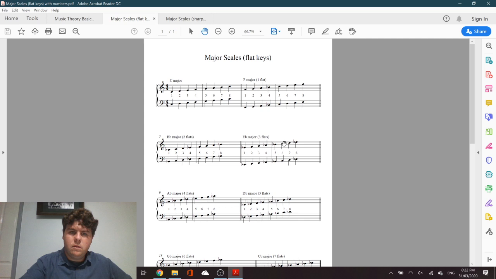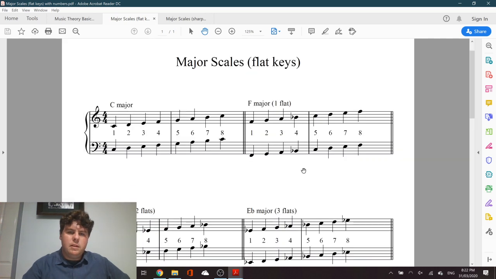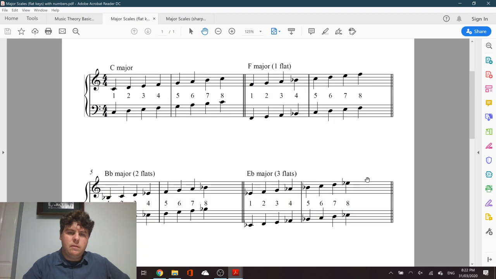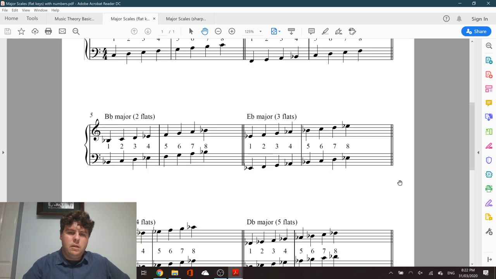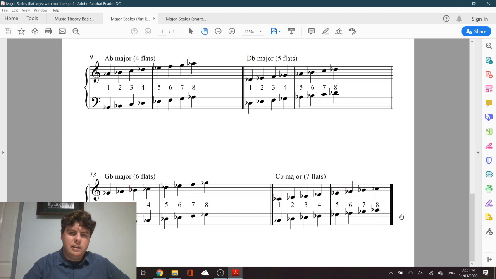So in your flat keys, we've got F major, which has 1 flat, then we start adding more flats. And when you get to the bottom of that, the flattest key is C flat major, 7 flats. Everything is flat. Crazy.